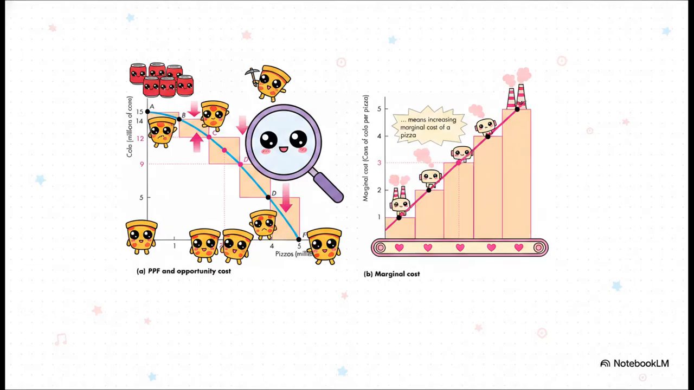Now, you ever wonder why that PPF curve is bowed outwards like that? It's not a random shape. It's telling us something crucial. It's because resources aren't all the same. To make more pizza, you eventually have to use resources that were really good at making cola. That means each extra pizza gets more and more expensive to make in terms of the cola you give up. And that's what gives us this upward-sloping marginal cost curve you see on the right.